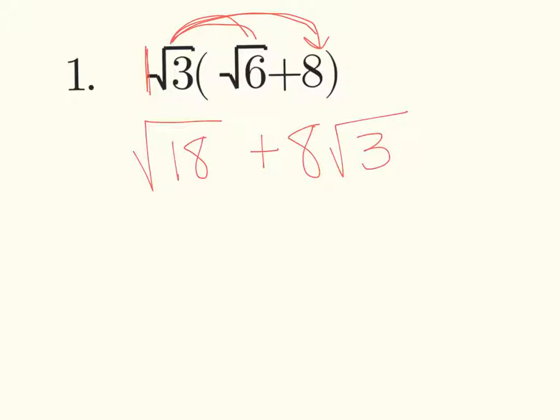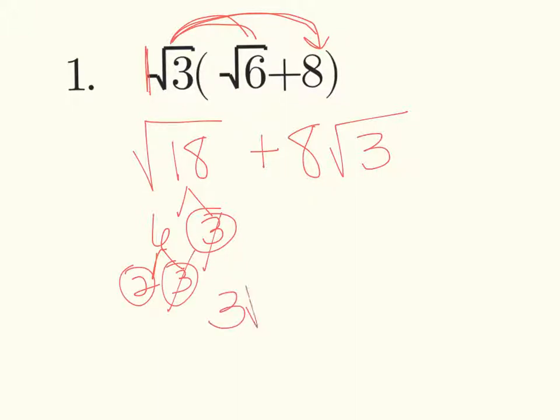Okay. Now, the square roots are different. However, 18 can be simplified, so we need to make sure we simplify that. So 6 and 3, 2 and 3. I have a pair of 3's, so 3, the 2 did not. Bring down the 8 square root of 3. Okay, now they're both simplified, but they still have different square roots. So this is my answer.